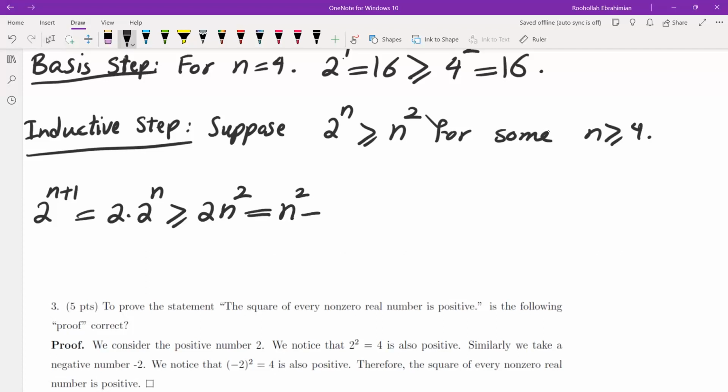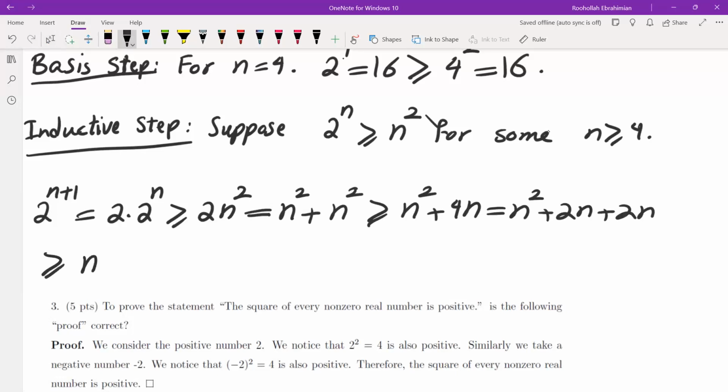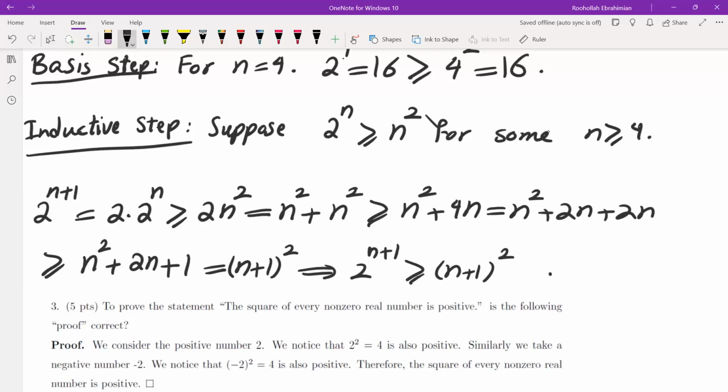So we're going to create n plus 1 squared. And this is greater than or equal to n squared plus 4n, which is n squared plus 2n plus 2n, which is greater than or equal to n squared plus 2n plus 1, because 2n is more than 1, and that is n plus 1 squared. So this means 2 to the n plus 1 is greater than or equal to n plus 1 squared. And that completes the proof. We showed that it is true for n equals 4, and then we assumed it is true for n, and then we proved that it is also true for n plus 1.